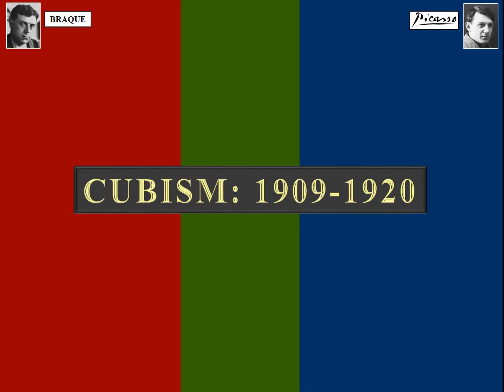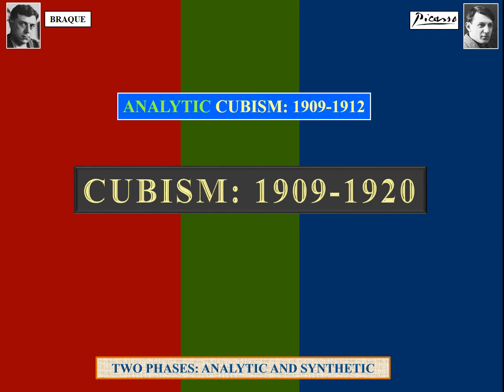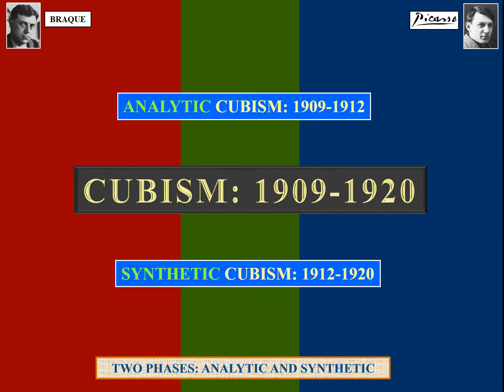And Cubism has two phases. The first is analytic, and the second is synthetic. Look, they're alphabetized for you. Analytic is first, synthetic is next. We will first look at the earlier of the two phases.